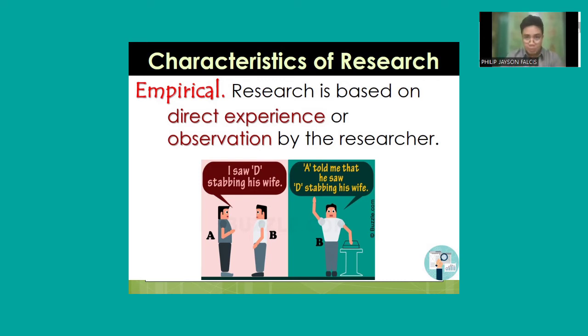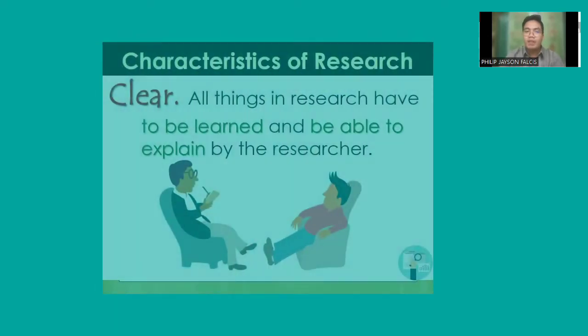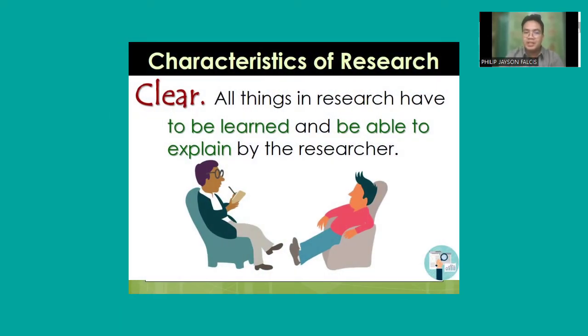Next, we have empirical. When we say empirical, research is based on direct experience or observation by the researcher. It should be directly taken from their experience or observation. Then we have, it should be clear. All things in research have to be learned and to be able to be explained by the researcher. It should be clearly presented by the researcher.